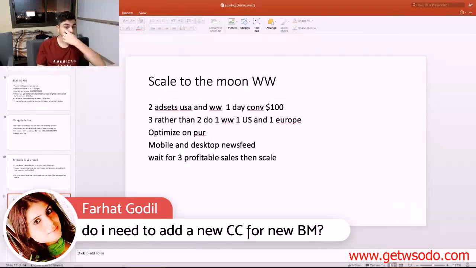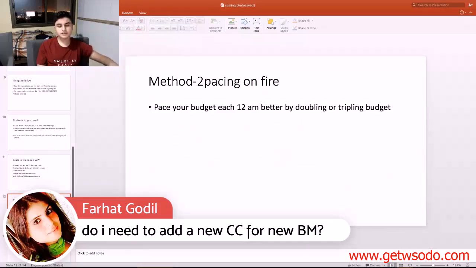But some people like to separate it and have Europe alone. Optimize on purchase, mobile and desktop, wait for three profitable shares, then scale. As I said, the other method is basically pacing on fire. This method is over a bid, 100%. You pace your budget each 12 a.m. by doubling or tripling the budget. This one works good. The amount bidding works good, and they all work.